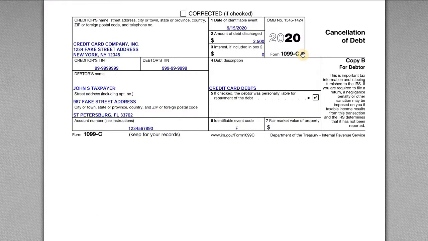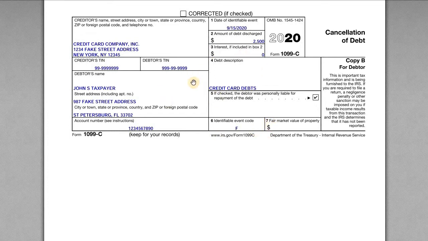As a taxpayer, you'll get a 1099-C in the mail, right? This is an example here from a fake credit card company. John S. is the taxpayer, and so John had $2,500 of credit card debt with this company. He wasn't able to pay it back, so they canceled it. In box 4 here, they'll indicate what type of debt it was. This is credit card debts. In box 6, they have an event code. Code F in this case indicates that the lender and the borrower basically agreed to cancel this debt for a specified amount, right? So there are other codes for things like discharge and bankruptcy and so on.